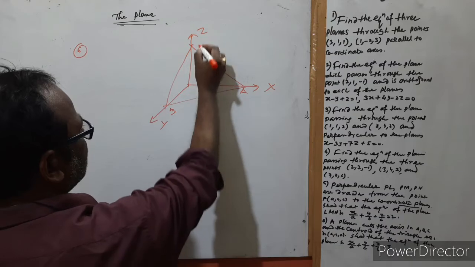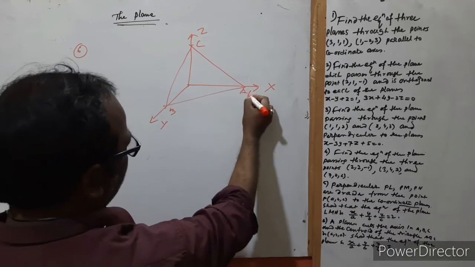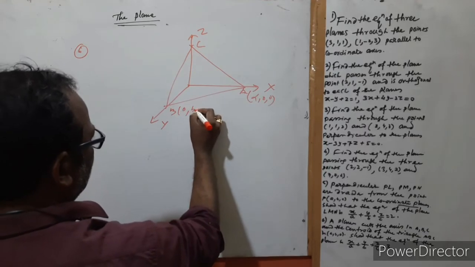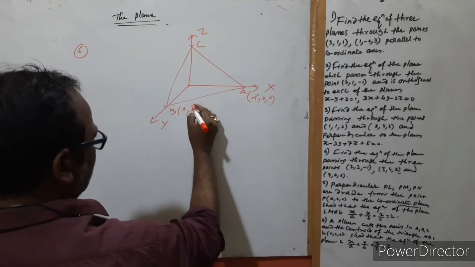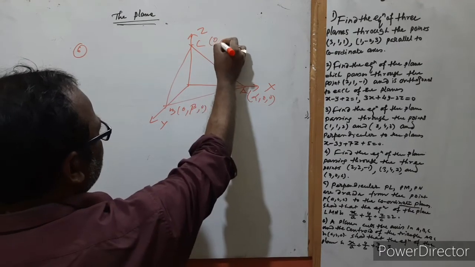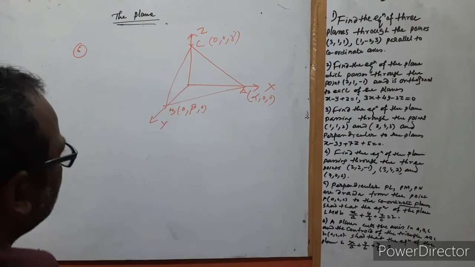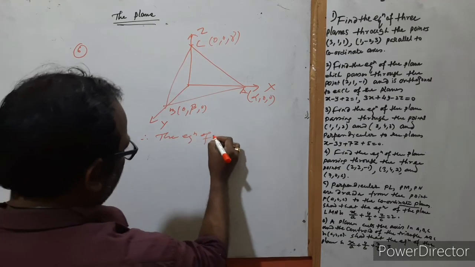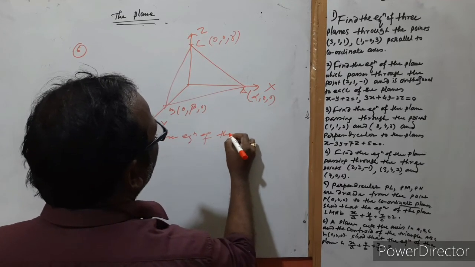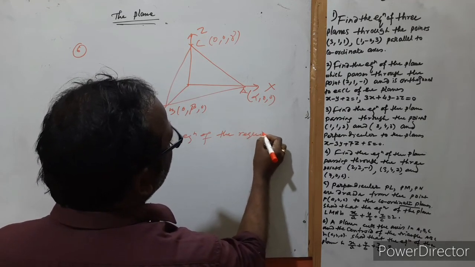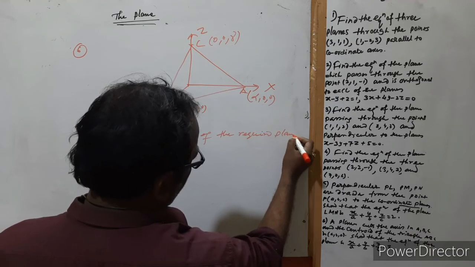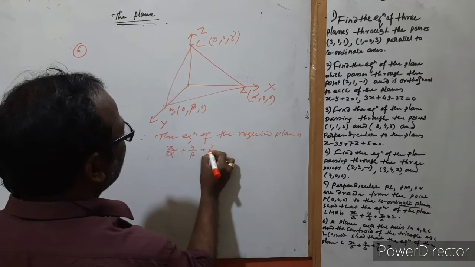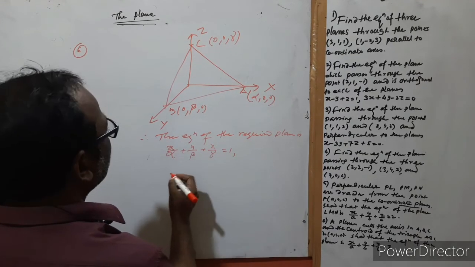The plane cuts the axes at A, B, and C. So let us assume these are (alpha, 0, 0), (0, beta, 0), and (0, 0, gamma). Therefore, the equation of the required plane is x by alpha plus y by beta plus z by gamma equal to 1.